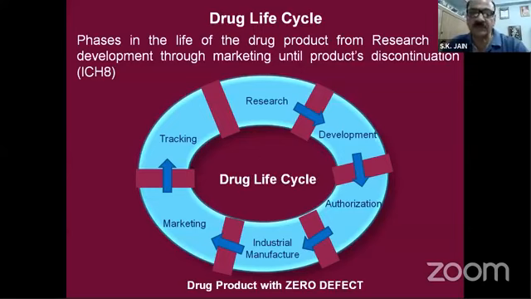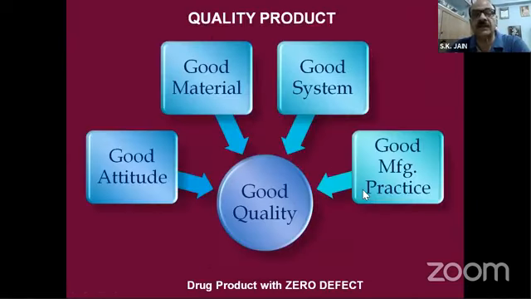So if you want to bring a drug product with zero defect, without any defect, then you have to work a lot. It's a responsibility of the pharmaceutical people who are working in the academic research institutes as well as the pharmaceutical industries. So it's a great responsibility of pharmaceutical people or pharmaceutical scientists, right? After that, if you want to make a quality product, then the four aspects, four steps, we must take into consideration.